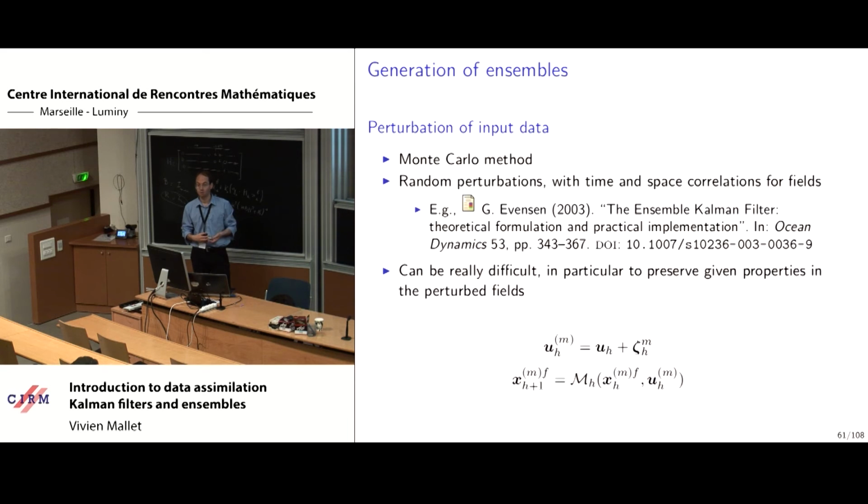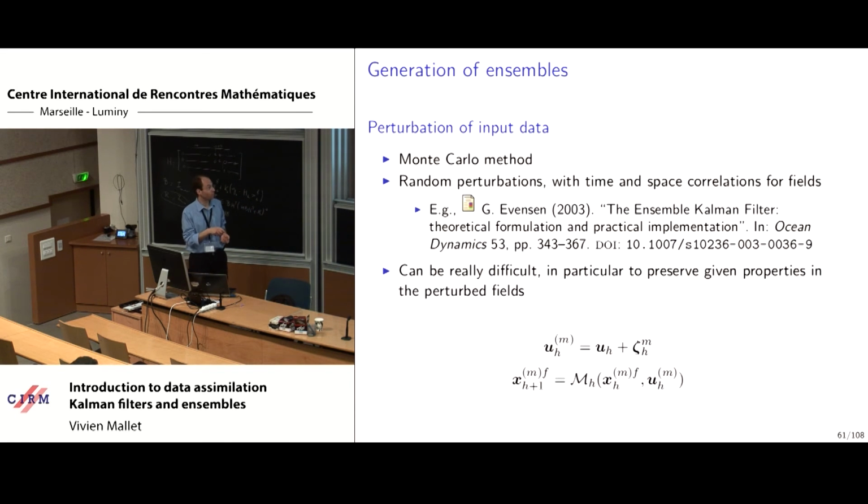And sometimes they can even be bigger than the state, because it can be size 1 million or more also. And making perturbation on them is not that simple, because you need to preserve some physical properties. For instance, if you have some fluid velocity, you might want it to remain divergence free.